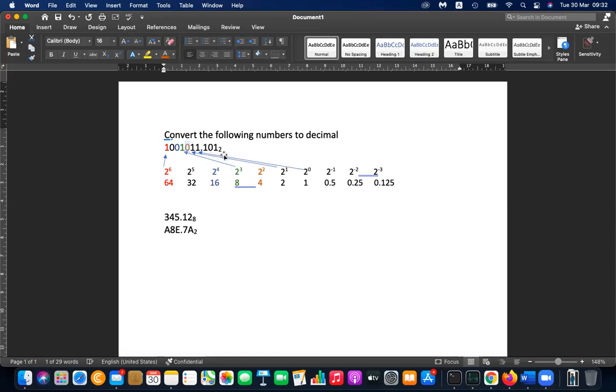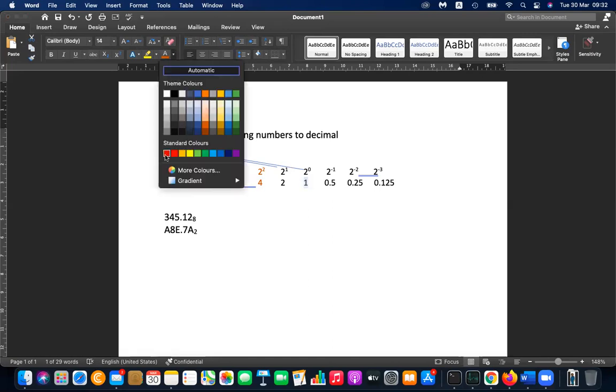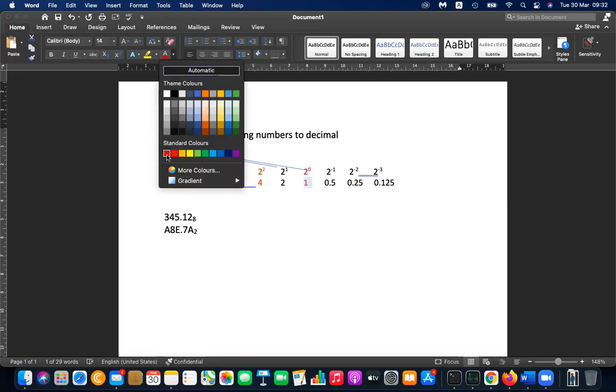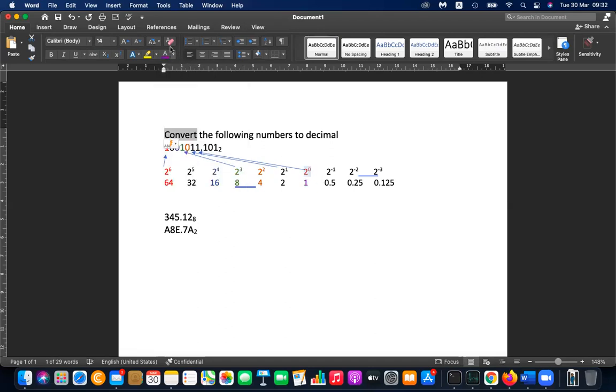And then again, I'll keep that in black color, and this one I'm going to change to red color again, kind of orange, so let's make it red or purple. So this is the purple bit. Okay, now you have the decimal value. You have to take the ones only. 64 you have to add. Then no need to add 32 and 16 because those are zeros.